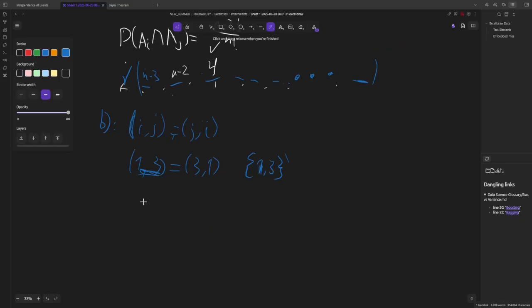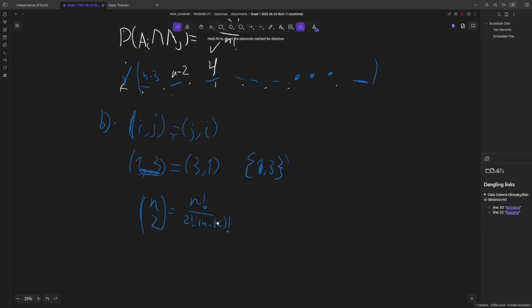Well, that's a combination. There are n possible options, and you choose groups of 2, order doesn't matter. Therefore, it will be n choose 2, which is n factorial over 2 factorial times (n minus 2) factorial, where 2 is k in this case.